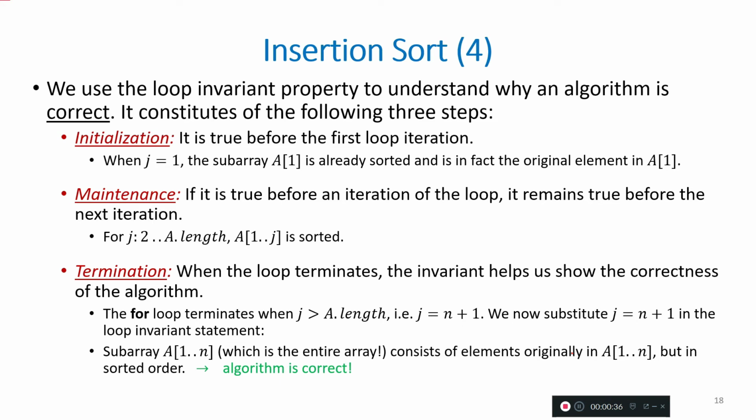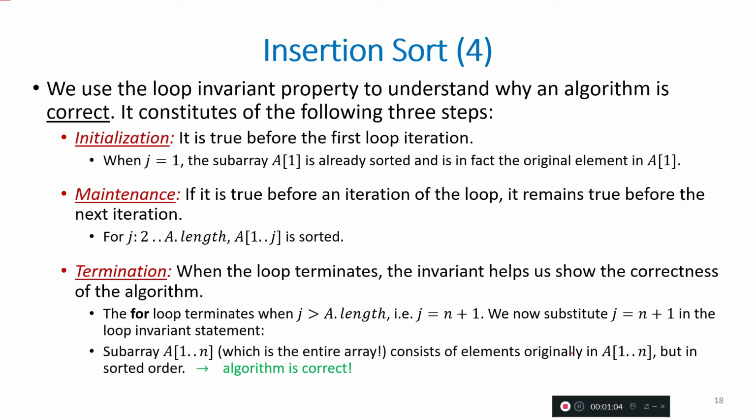The next step, which is maintenance, we prove that this invariant is true for any value of j from 2 to n. And you see that in the previous example, as we showed, as the red line progresses, this loop invariant actually is true. In the final step, the termination step, we say that the loop invariant should actually be true even after the for loop finishes execution.